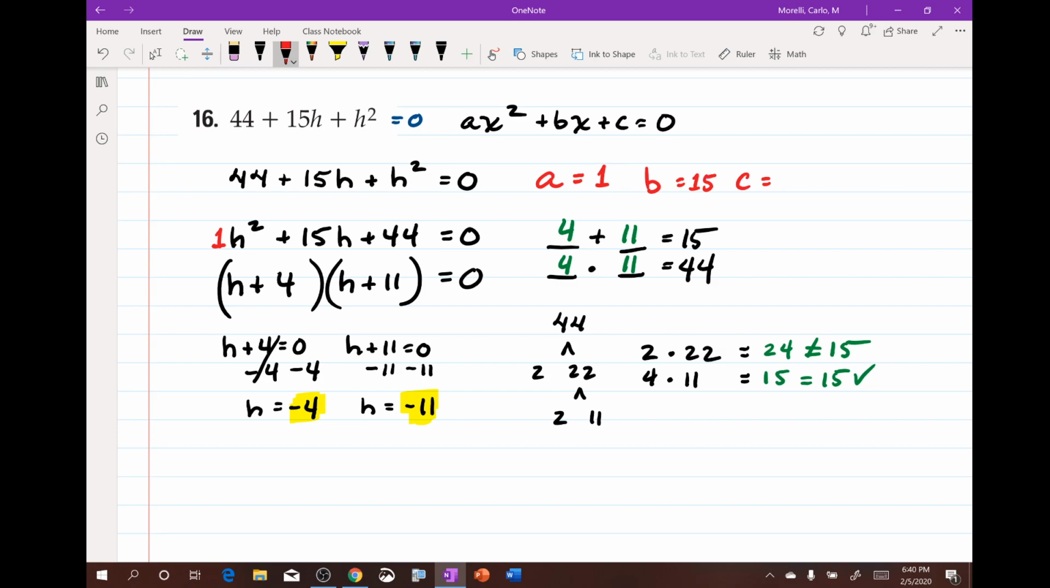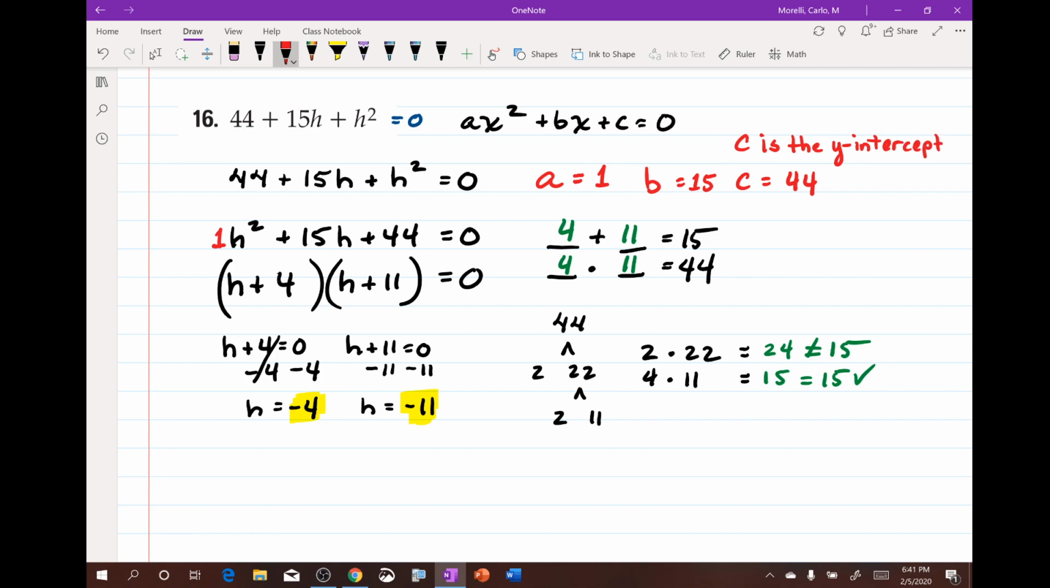Now, you have to say it like this, though. You have to say the constant term is... yep. The constant term is... correct. Okay, now let me give you a little piece of information. C is the y-intercept.